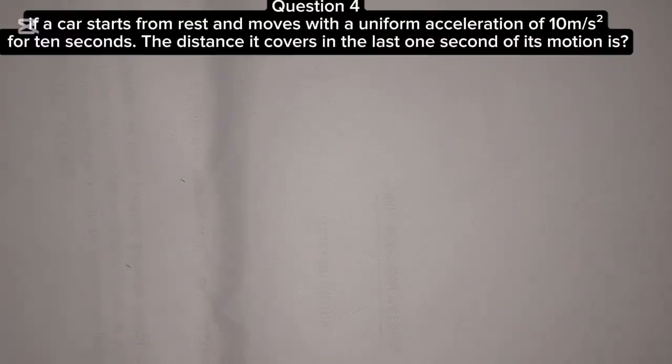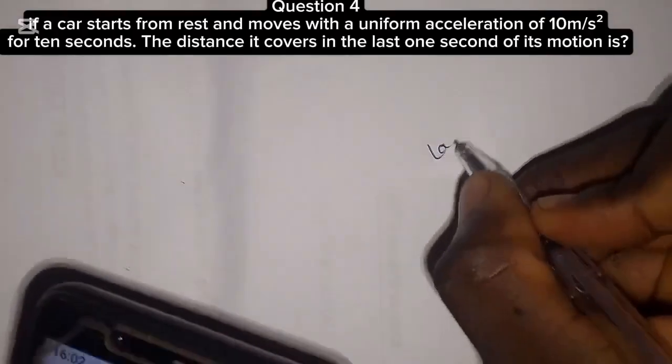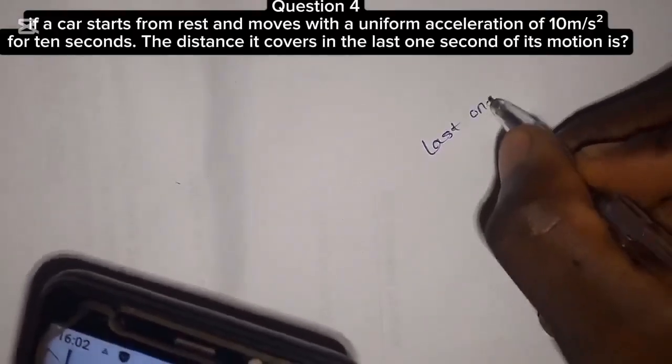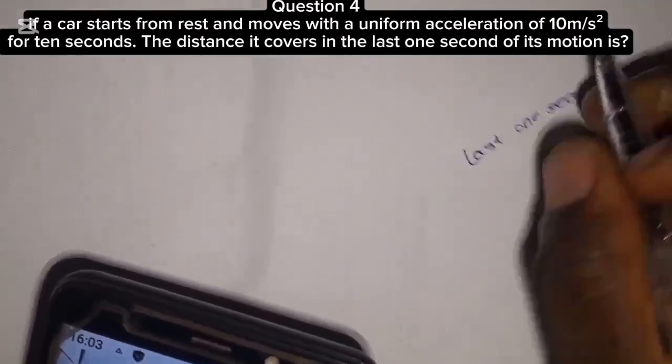Question 4. If a car starts from rest and moves with a uniform acceleration of 10 meters per second squared for 10 seconds, the distance it covers in the last 1 second of its motion is. Now, don't just go and solve orally. Just look at the question. The place I want you to take note of is the last 1 second.